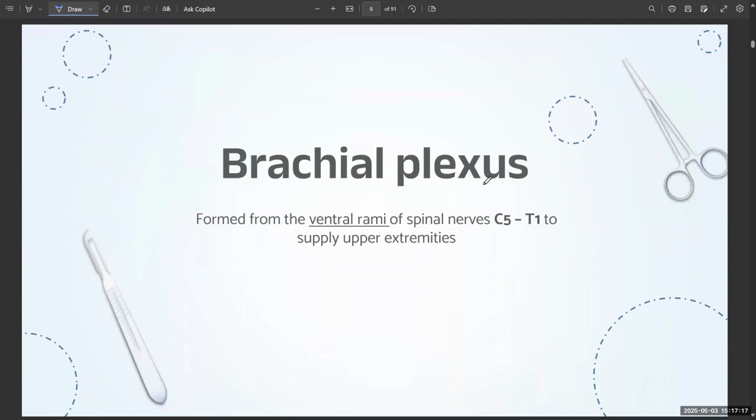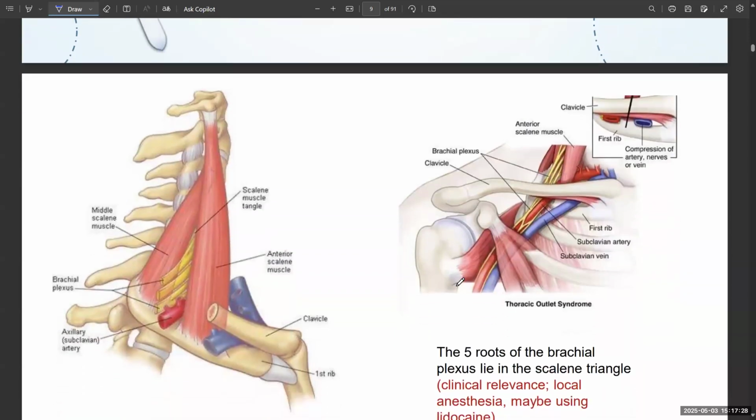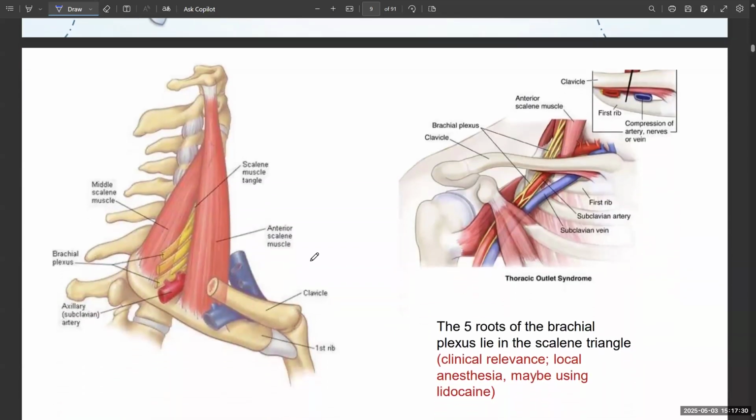So the definition of the brachial plexus is that it is formed from the ventral rami of the spinal nerves C5 to T1 to supply the upper extremities. Now the anatomy. Okay.